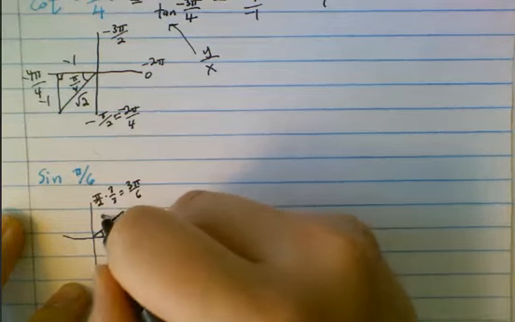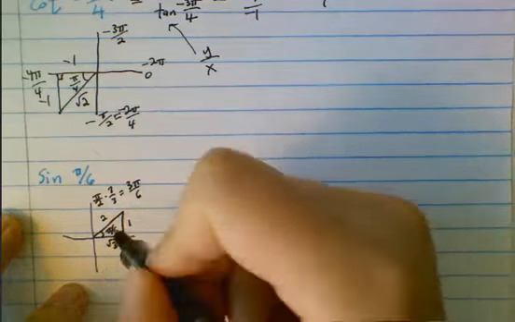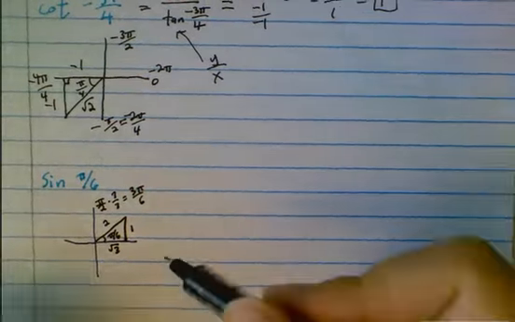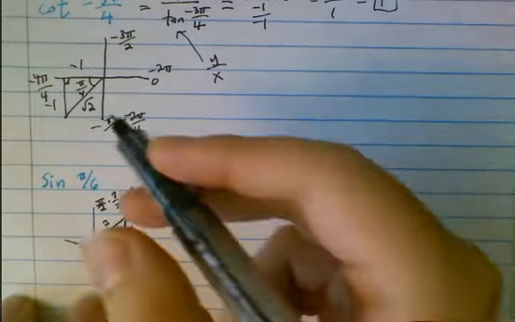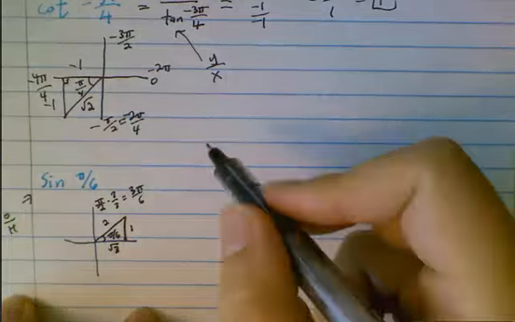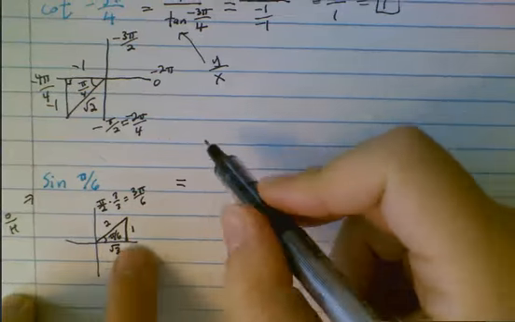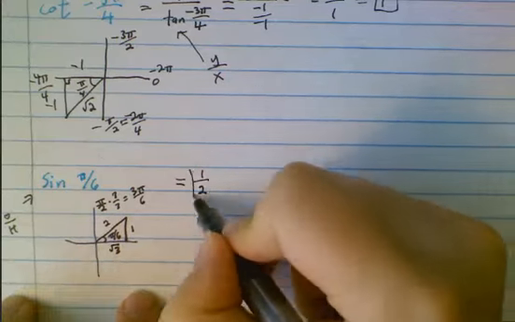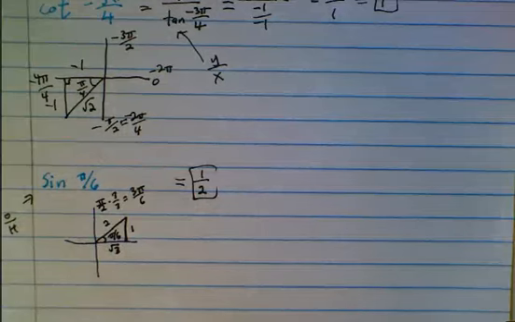This is a 1, 2, square root of 3 triangle. All of these are positive x direction, positive y direction. And so at this point, all we can do is look at sine. We know that sine is opposite over hypotenuse. So the opposite side, that's going to be 1. The hypotenuse is 2. So our answer is 1/2.